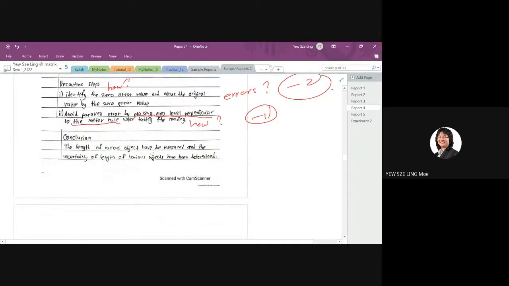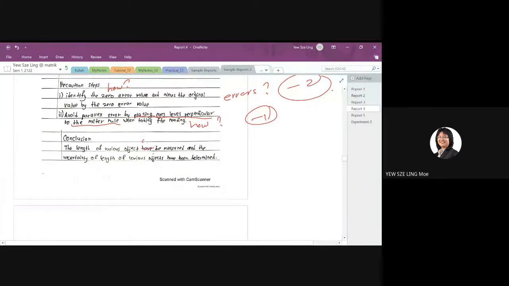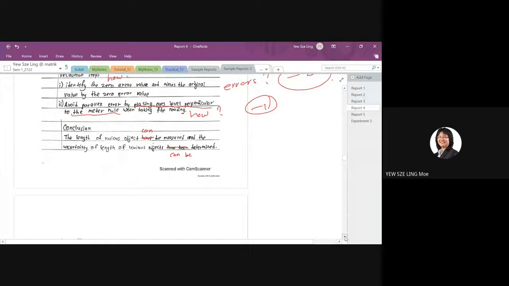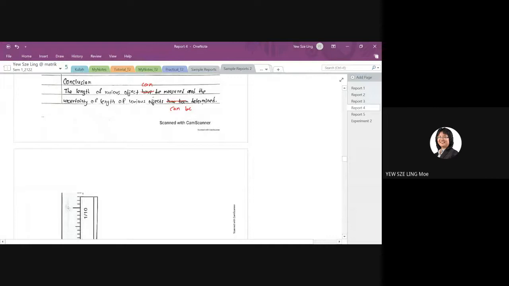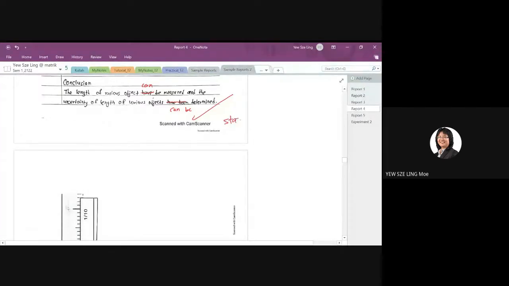Conclusions: the length of various objects has been measured, the uncertainty is determined. It should be "can be measured", because you want to know whether you can do it or not. Or "can be determined", or "is determined", is also fine, no problem. You just want to tell the readers that you managed to conduct the experiment. So state the results.